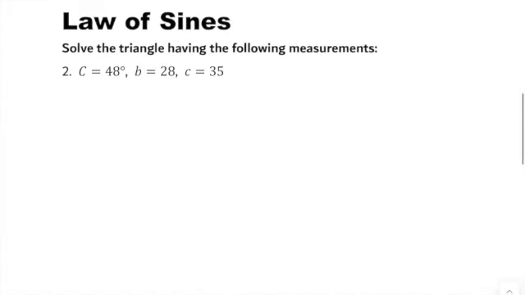Okay, so let's just check out another example or two, just so we see a variety here. Again, I'm given a few measurements here, so I might just draw a generic triangle.